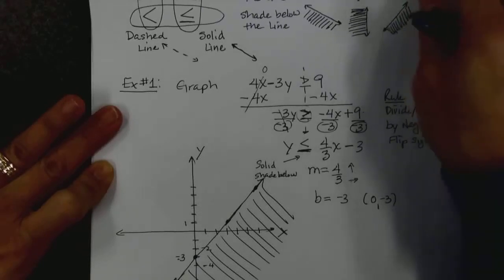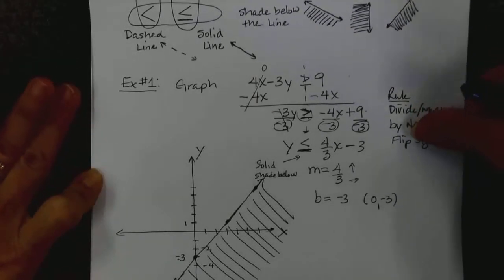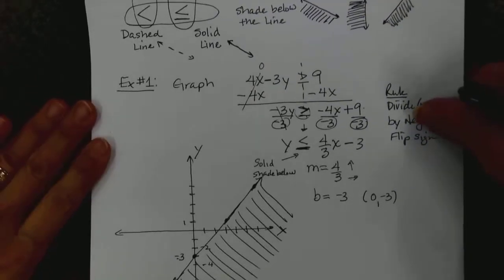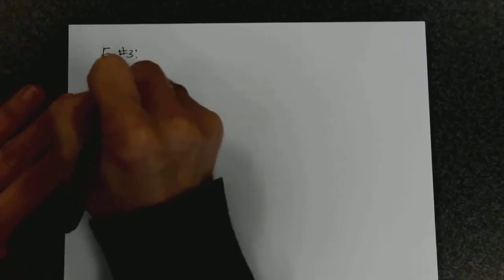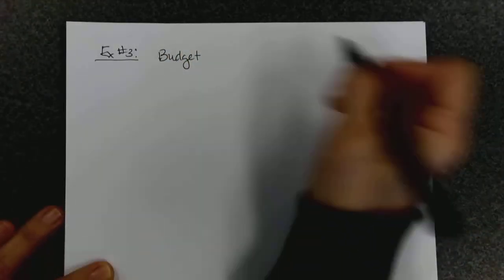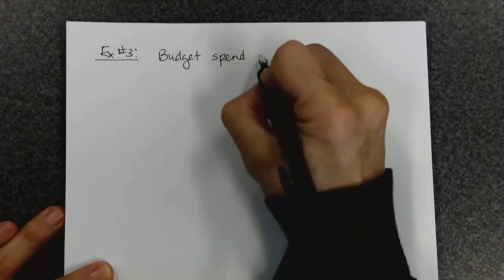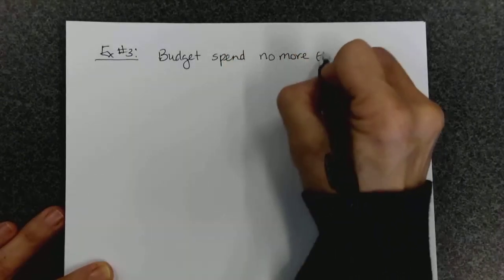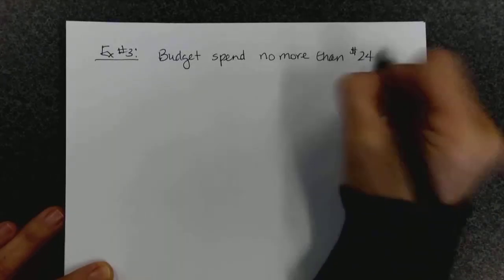Now what we're going to do is take this knowledge of graphing linear inequalities and use it to solve an application problem, which will be example number 3. So in example number 3, I'm going to have a situation where I have a budget to decorate a party. So my budget is to spend no more than $24. So that's my budget.